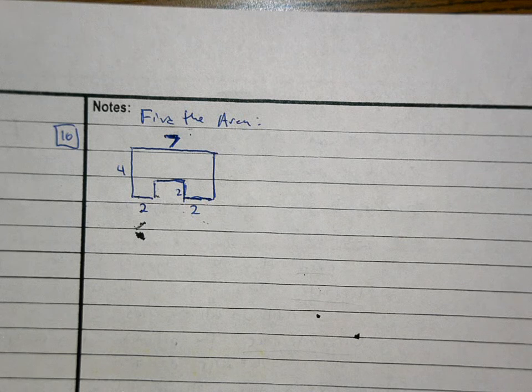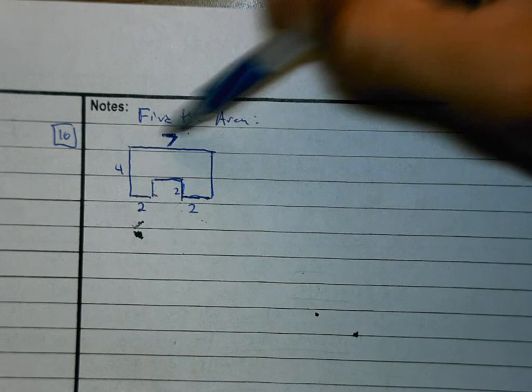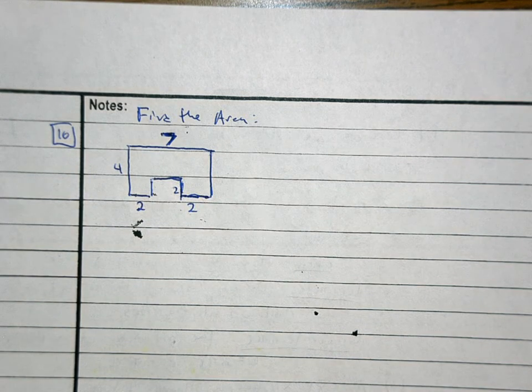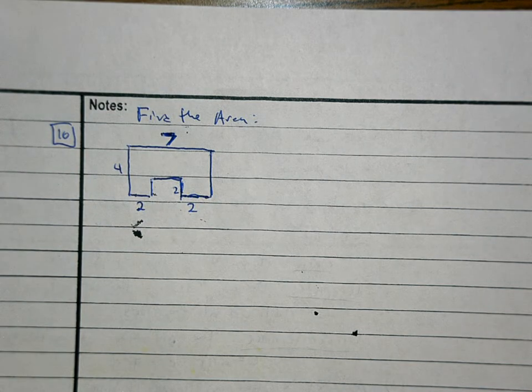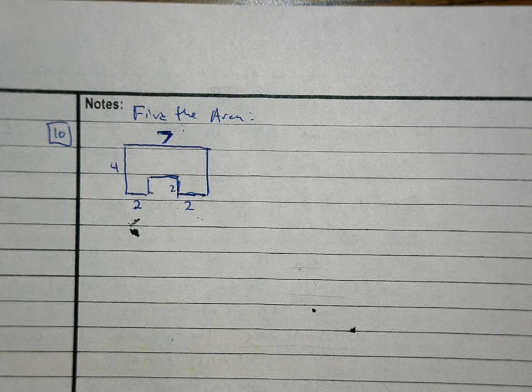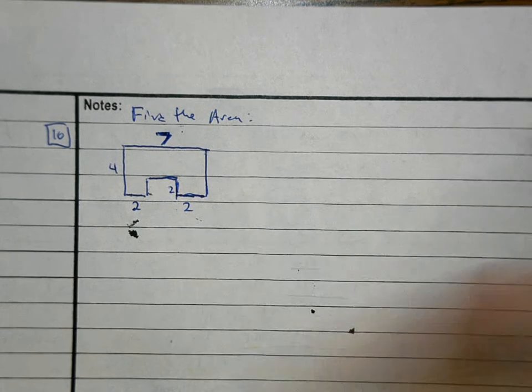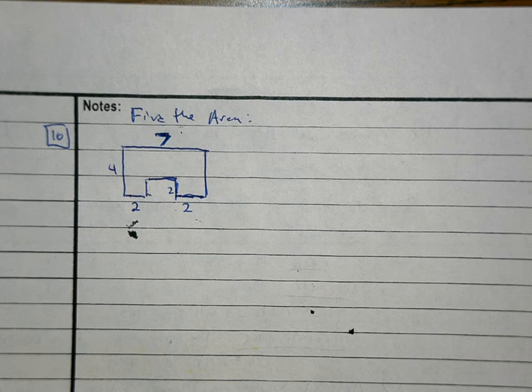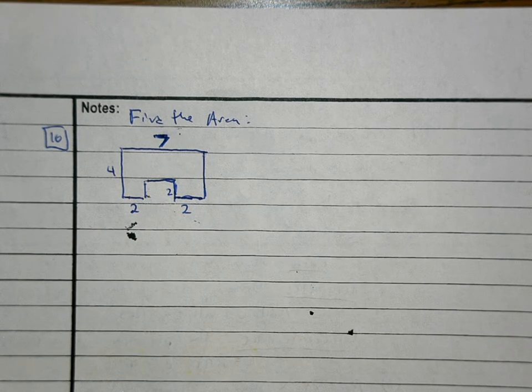That's how life works. So if we know that this is 7, this is 4, this is 2, this is 2, what we can start doing is we can start chopping this up into little rectangles and adding those rectangles' areas together. If I need to find the area, then you can do a couple things. You can find the area of the whole thing and subtract the missing area. That's probably what I would do.